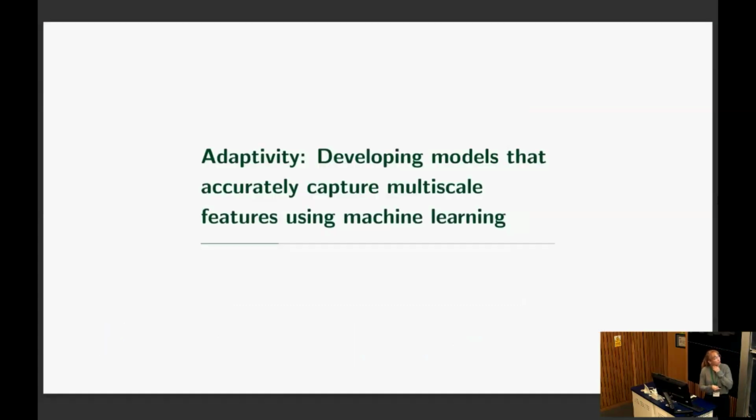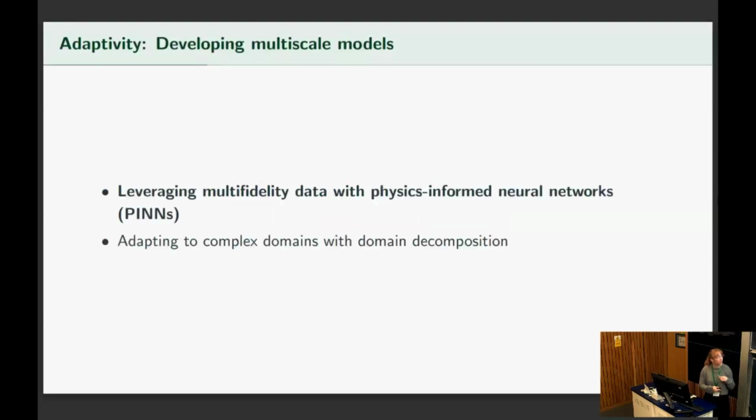So moving forward from stability, we get into my next focus, which is building adaptive models. This work is primarily in the machine learning setting, so developing models that accurately capture multiscale features using machine learning. I should also say that these projects were completed during an internship at Pacific Northwest National Lab. The setting for these projects is the scientific machine learning field, so we're specifically looking at ways to improve machine learning methods for applied problems. Again, just giving the context there.